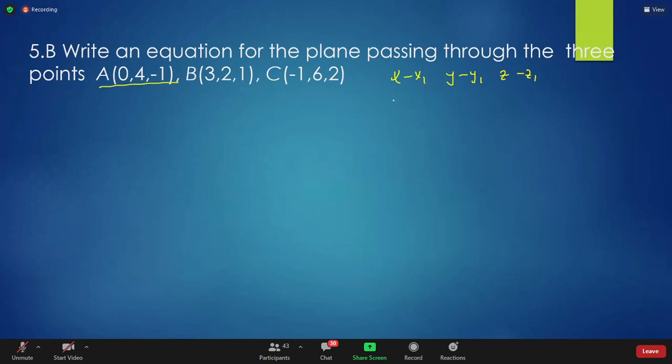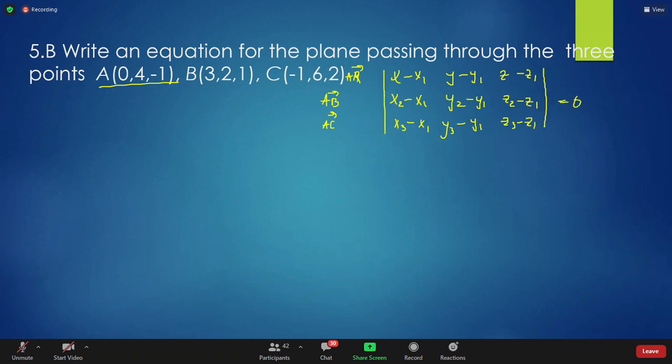Then we have x2 minus x1. Now this will be a certain vector starting at the same point, A, but going from A to B. So these are the coordinates of the vector AB. These are the coordinates of vector AM, where M is a random point in the plane. And finally, the coordinates of the vector AC, that would be x3 minus x1, y3 minus y1, and z3 minus z1. And this huge determinant must be equal to 0.